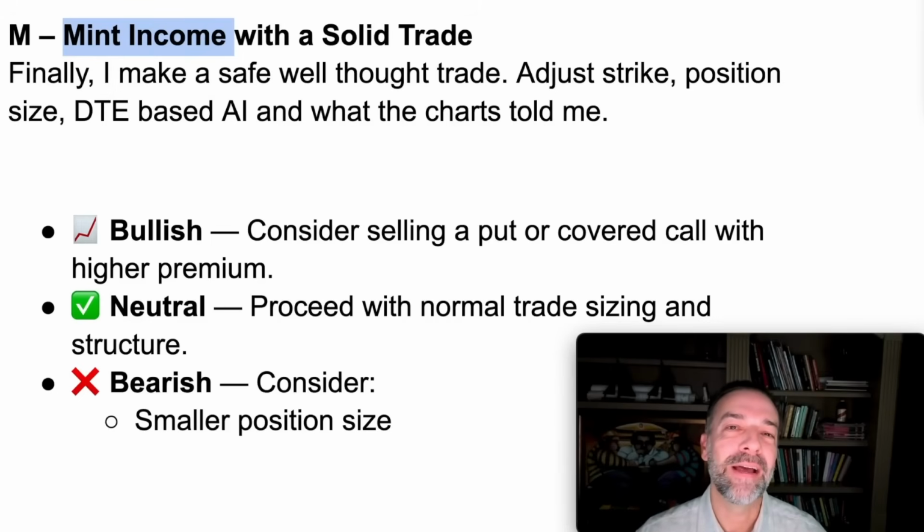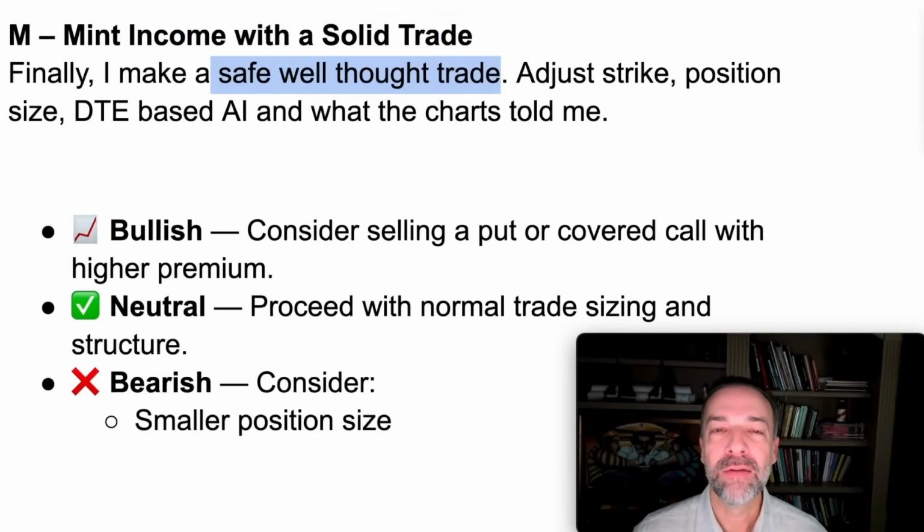And the third letter in my AI hack is M. The M stands for Mint or Print Your Money. Kind of like a printing press. That's what we're doing here. We're trying to create our own money printing press. So print your money by placing a solid trade. We don't want to just make any old trade. We want a safe, well thought out, well-researched trade, and AI can help you do that.